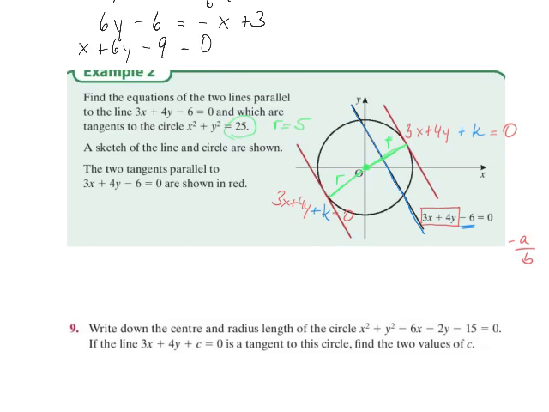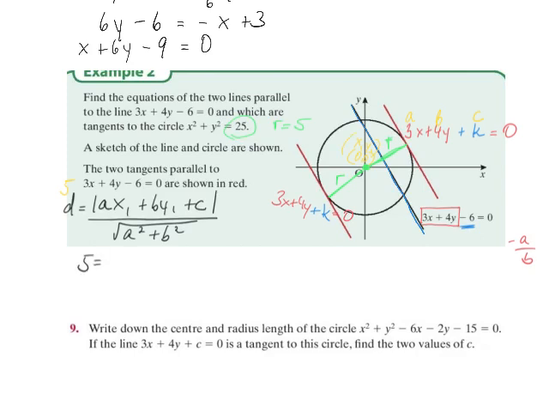So we have a formula to calculate the distance between a point and a line. This is the equation for the distance between a point and a line: the absolute value of ax1 plus by1 plus c, over the square root of a squared plus b squared. So our a is 3, our b is 4, our c is k. We know that d has to be 5, and we know that the center, (0, 0), is our (x1, y1). So now we just put it together.